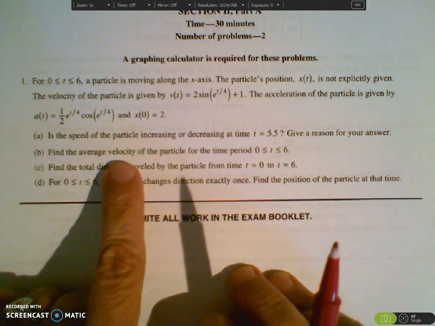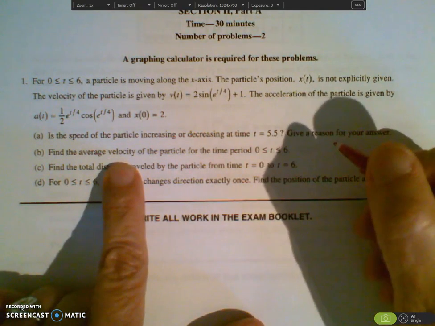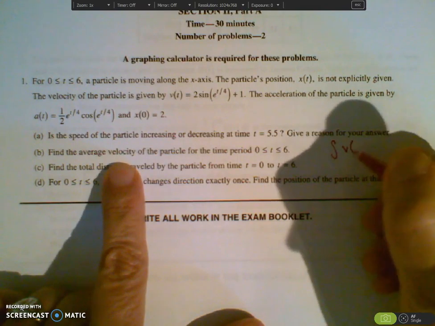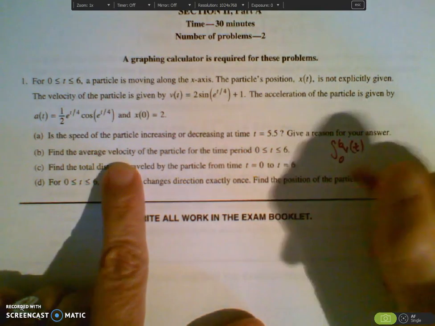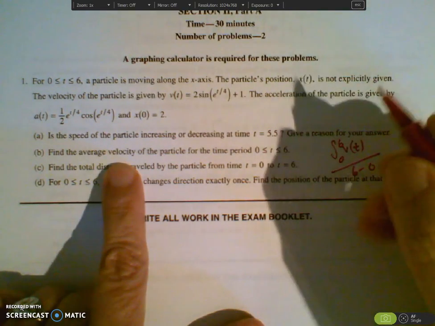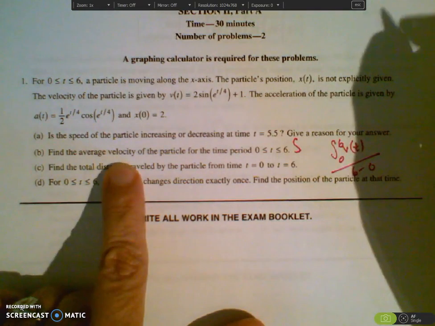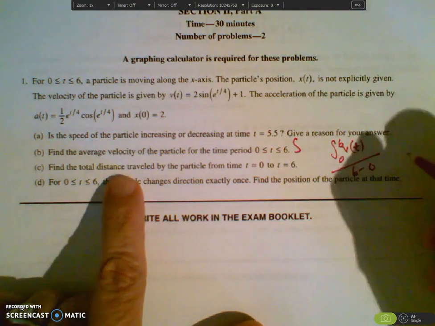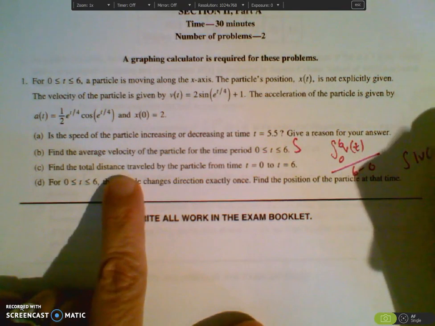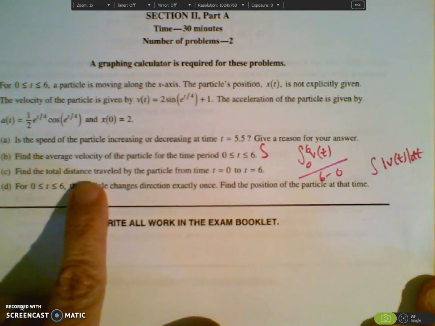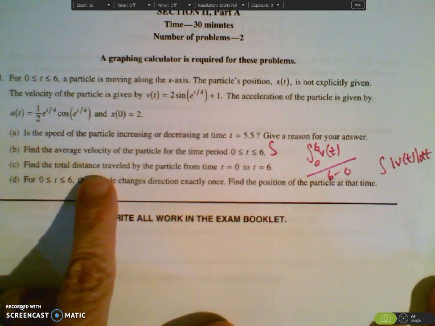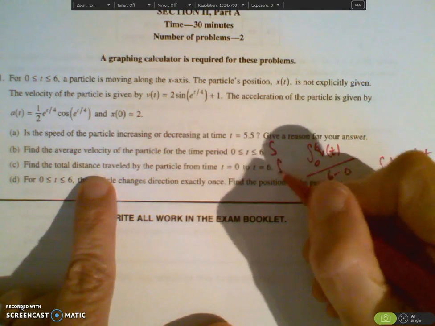Where it asked me to find the average velocity for the time period from 0 to 6, I know I would have to add up my velocity values from 0 to 6 and then divide by 6 minus 0. So I'm going to call this an integral. Total distance traveled, well, I would have to integrate the absolute value of the velocity. And so I'm going to call part C also an integral part.